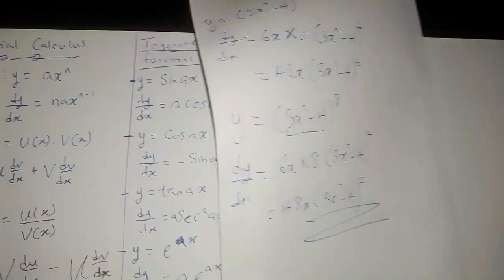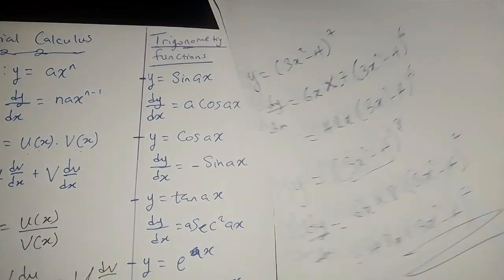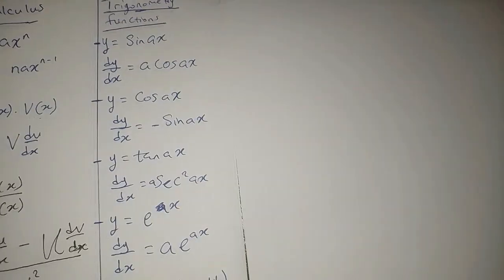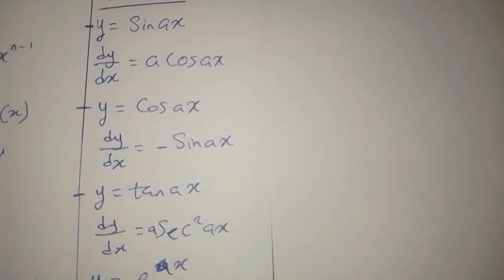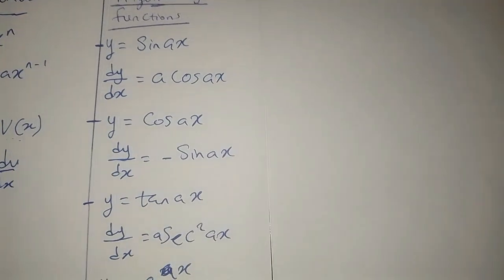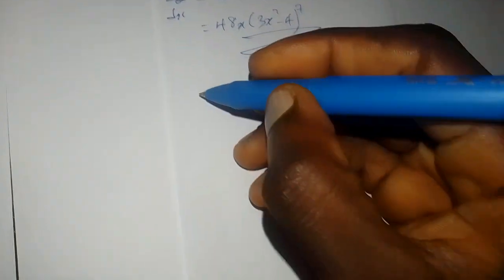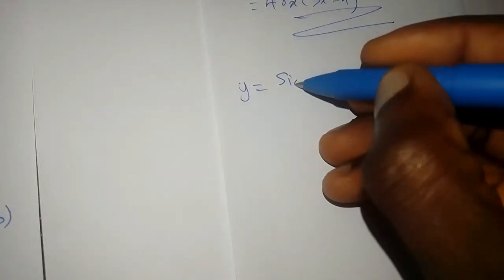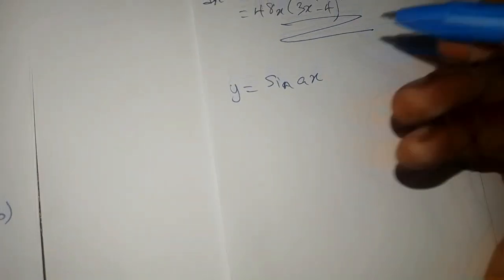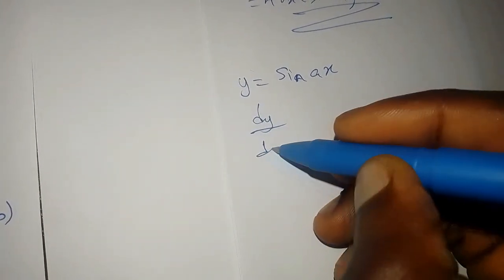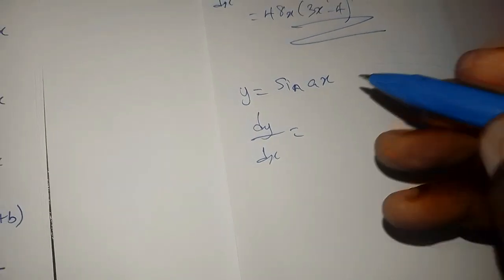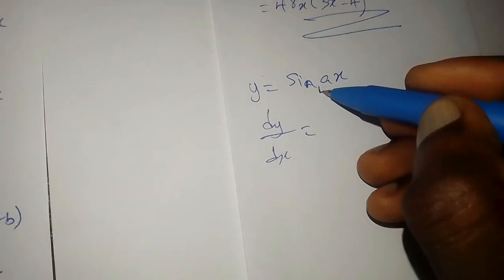Okay, moving to the last part that we said, trigonometric functions. Now when I have these trigonometric functions, they are actually very, very simple. The first one is that if I have y equals sin ax, they say dy/dx equals, what they actually mean here is that you differentiate this value in the front of sine. So if I differentiate this value in the front of sine, what will I have?